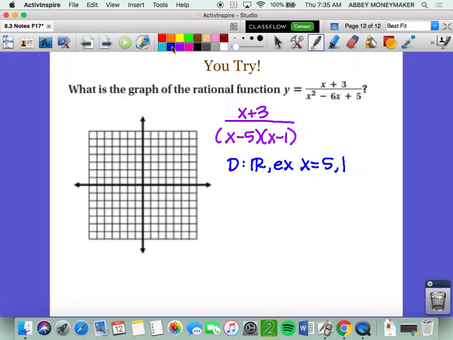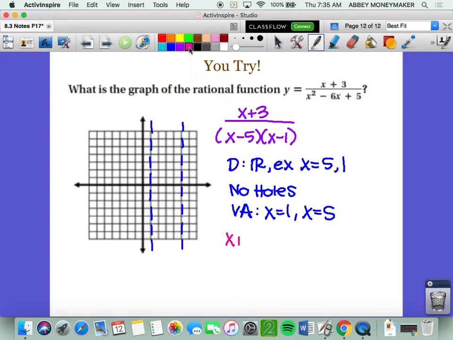Now what do we know about 5 and 1? They are not holes, unfortunately. They are both vertical asymptotes. So x equals 1 and x equals 5. So we can go ahead and plot those. So now I can find the x-intercept because nothing cancels here. So I'd be at -3, 0. And the y-intercept, I just plug in 0 for x. And we get 3/5. It's going to be really hard to graph 3/5, but we can do it.